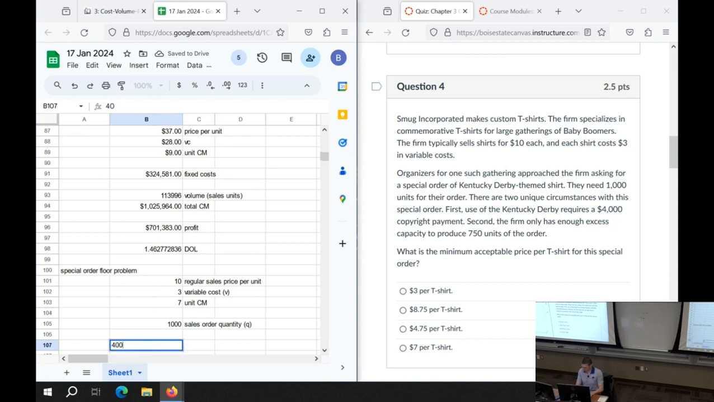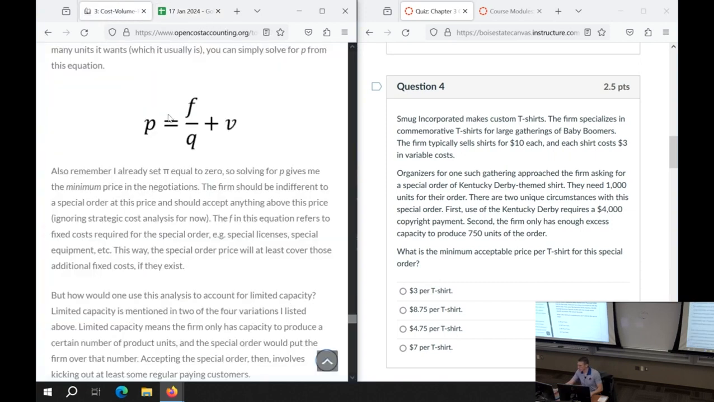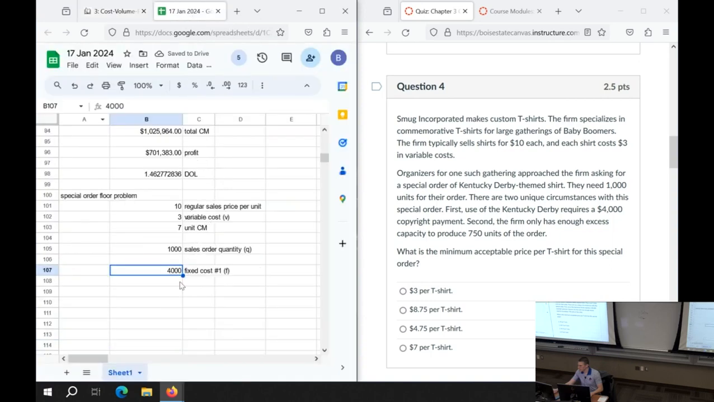Now we have a $4,000 fixed cost number 1, part of F, right here. But then we also have the fixed cost which is the opportunity cost of accepting the order. The opportunity cost of accepting the order goes like this.